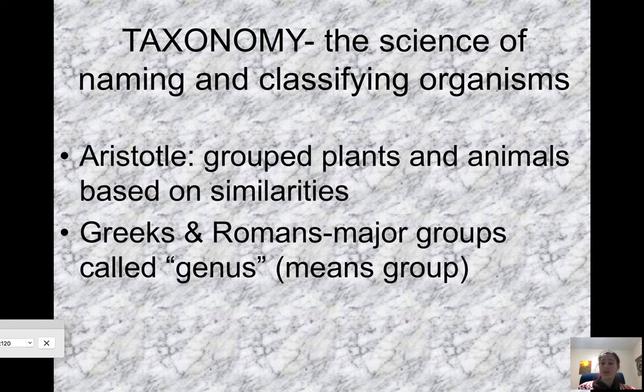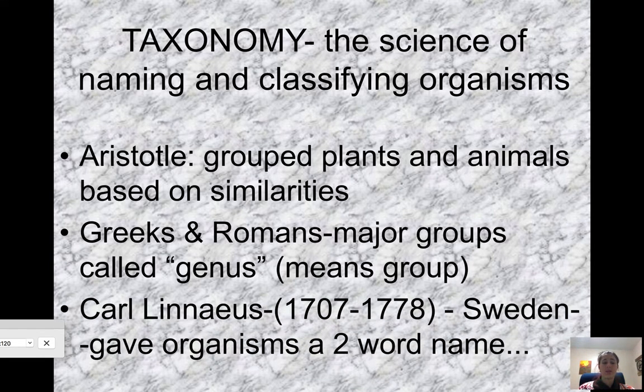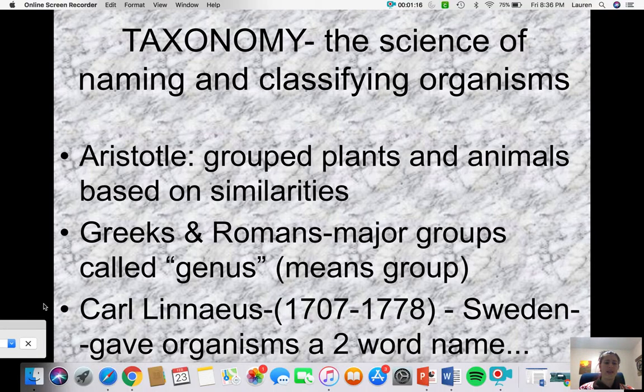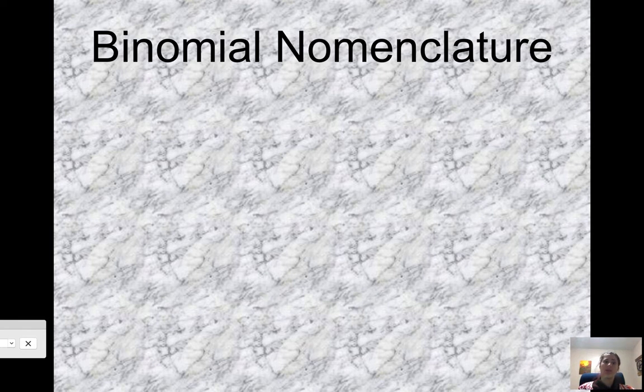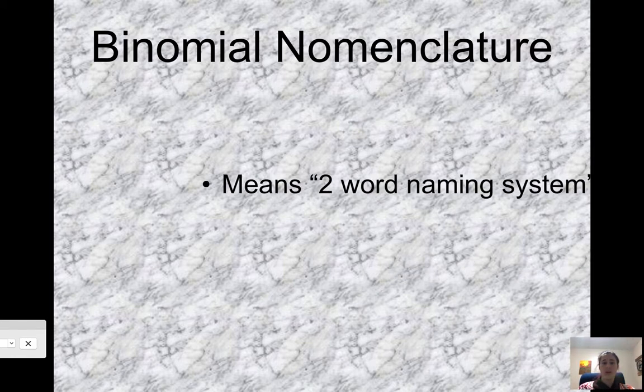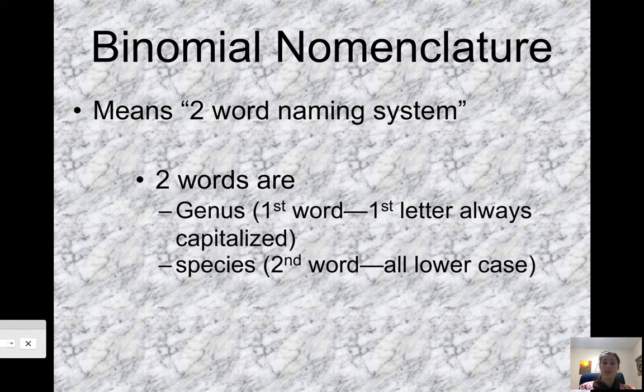The Greeks and the Romans gave the name genus, which means group. So they were the first ones to give a name to those major groups. And then the most famous scientist, Carl Linnaeus, who was Swedish, gave organisms a two-word name, and this is what we now refer to as binomial nomenclature. That's just a fancy word for a two-word naming system. Bi means two, nomial means name, and nomenclature is just a system.